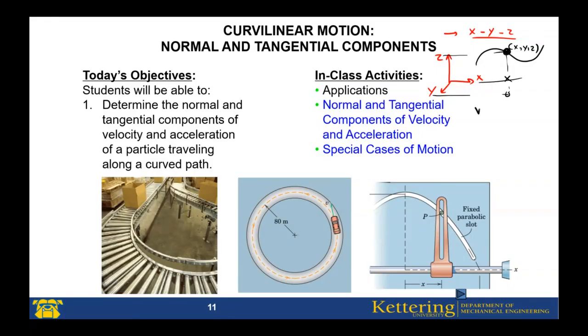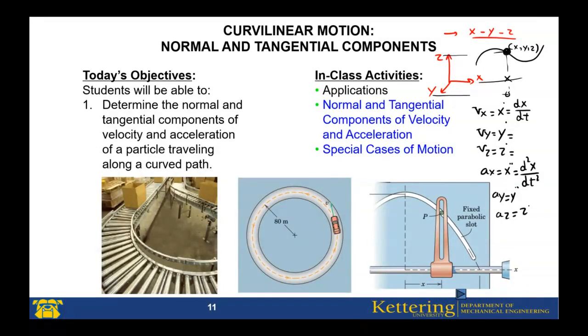Now, we can find the velocity. Velocity along the X is X dot, or the derivative of X with respect to time, because X changes with time. Also, we can find the velocity along the Y, which is Y dot. Velocity along the Z is Z dot. These are the velocities. Also, the acceleration along the X is X double dot, or the second derivative of X with respect to time. The acceleration along the Y is Y double dot.